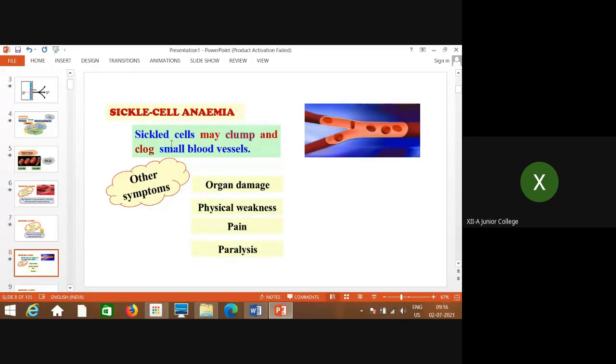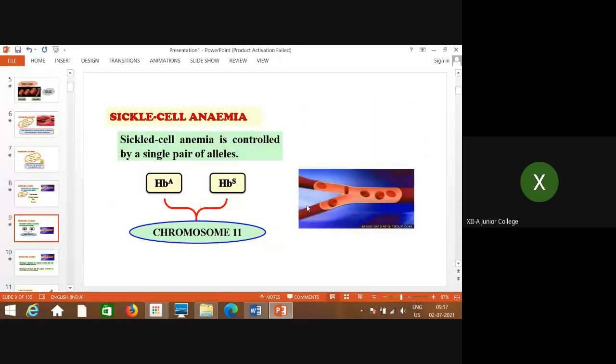Then what happens when the blood cells change their shape from normal, round to sickle? These cells get clumped and clogged in the small blood vessels. Because of the change in shape, RBCs may get clogged at one place in the blood vessels, and that particular organ may be damaged. Then physical weakness, pain, and that may result in a paralytic condition also. Sickle cell anemia is controlled by a single pair of alleles, present on chromosome number 11.